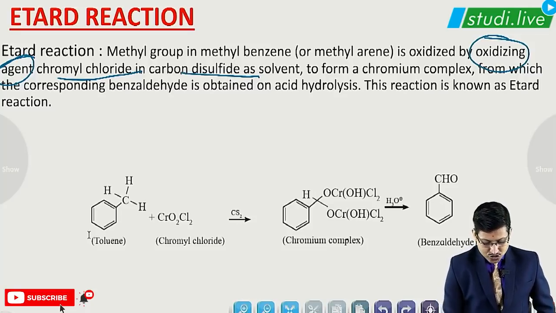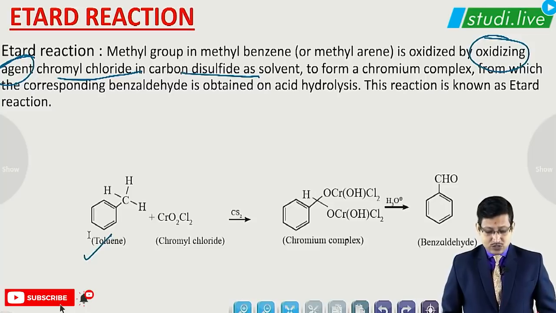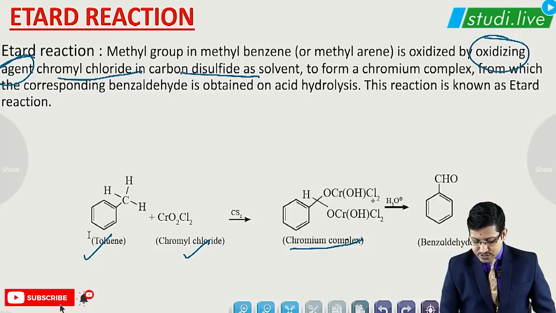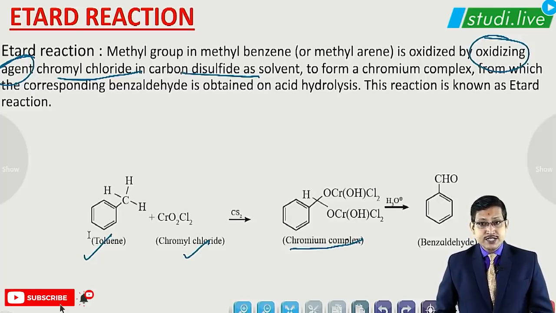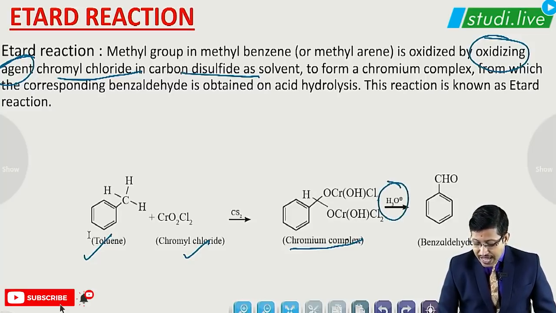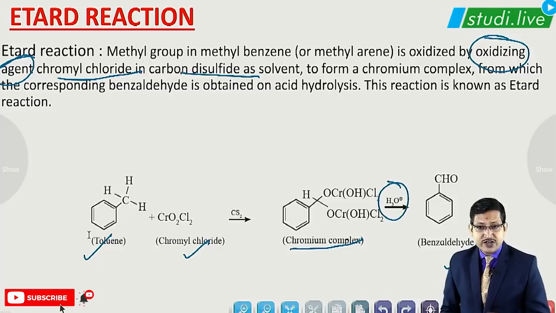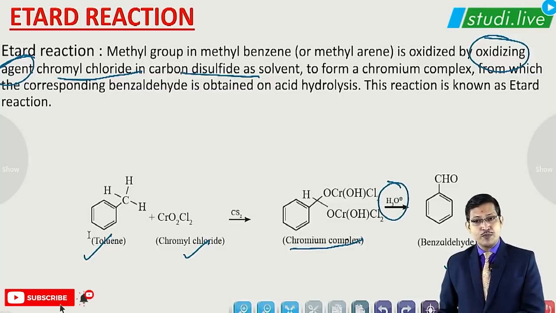First step, now this is toluene, will react with chromyl chloride. This is chromyl chloride, and that gives you the formation of chromium complex. So this is OCrOHCl2. That gives you the formation of chromium complex. This chromium complex undergoes acid hydrolysis, and then that gives you formation of benzaldehyde. So this is the conversion of toluene to benzaldehyde.